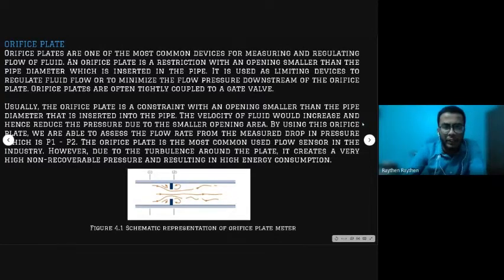Usually, the orifice plate is a constraint with an opening smaller than the pipe diameter that is inserted into the pipe. The velocity of fluid would increase and hence reduce the pressure due to the smaller opening area. By using this orifice plate, we are able to assess the flow rate from the measured drop in pressure, which is P1 minus P2. The orifice plate is the most commonly used flow sensor in the industry. However, due to the turbulence around the plate, it creates a very high non-recoverable pressure loss, resulting in high energy consumption. So this figure 4.1 shows a schematic representation of the orifice plate meter.